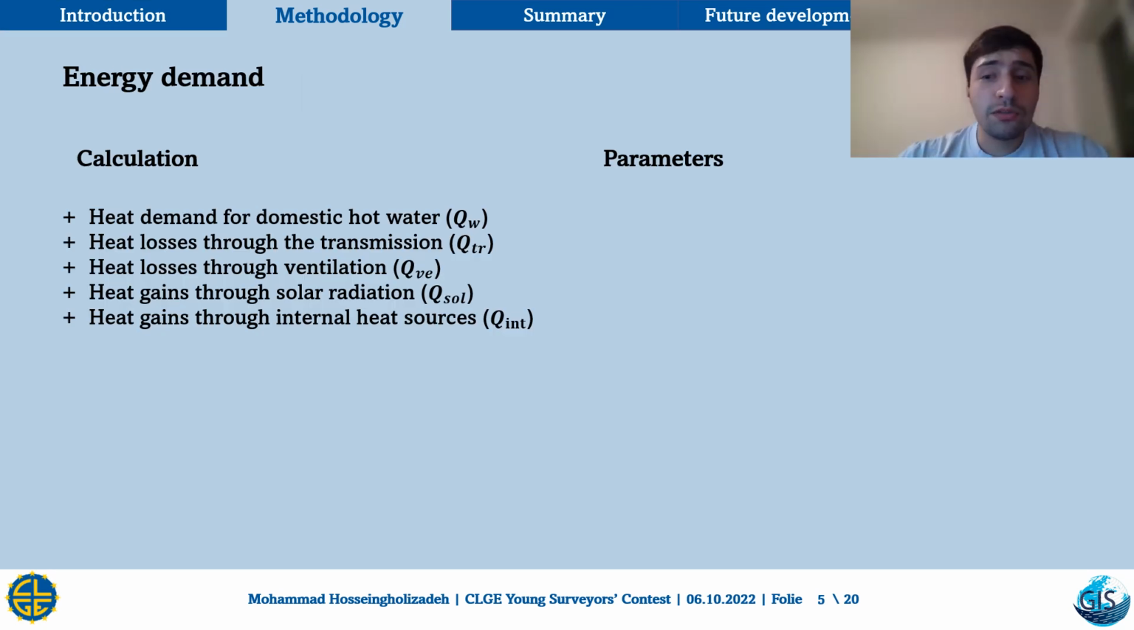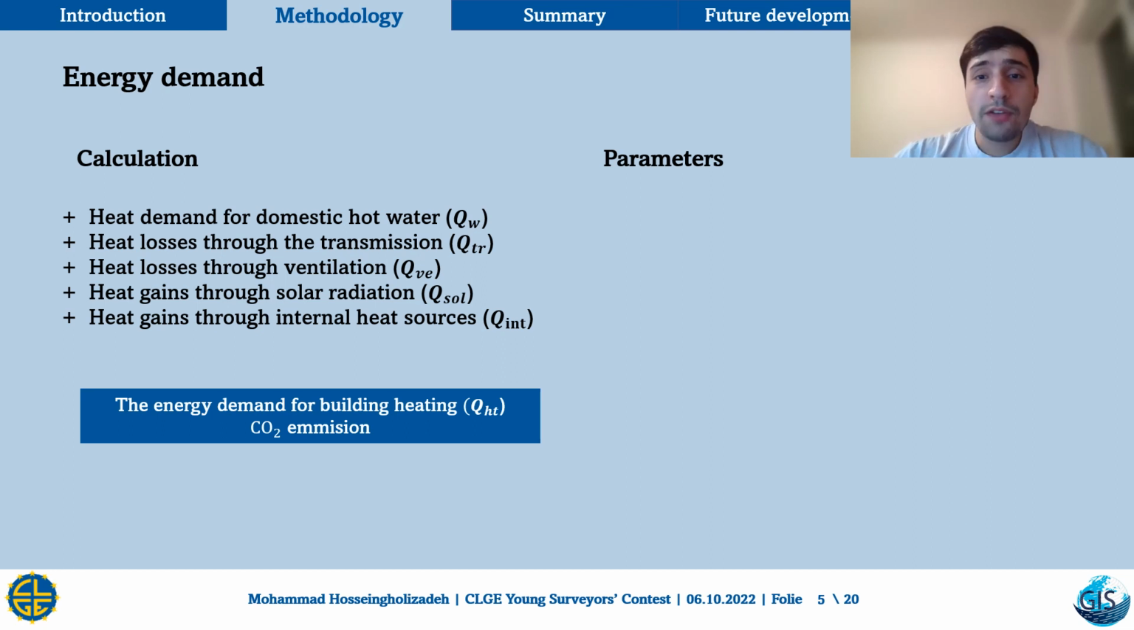In order to calculate energy demand, first we need to know which parameters we should calculate. We need to calculate heat demand for domestic hot water, heat losses through transmission, heat losses through ventilation, and also two different types of heat gains: solar radiation and internal heat sources. With these 5 values, we can estimate the energy demand, and from the energy demand we get the energy consumption, and then we calculate the CO2 emissions.